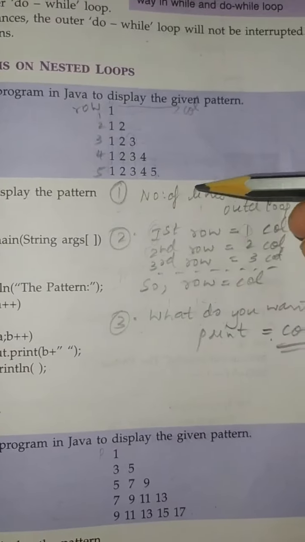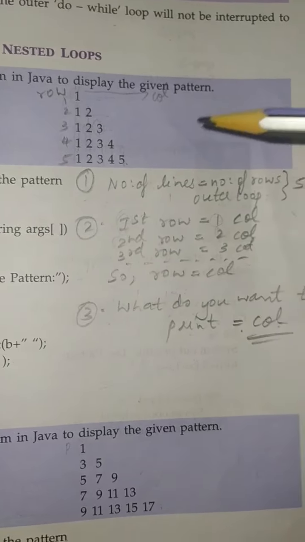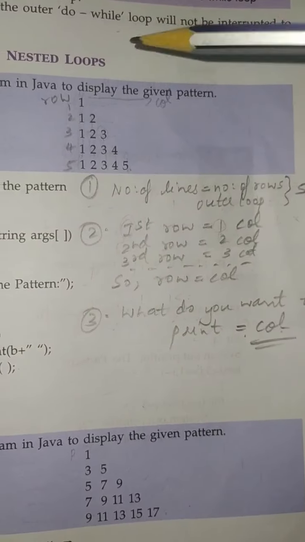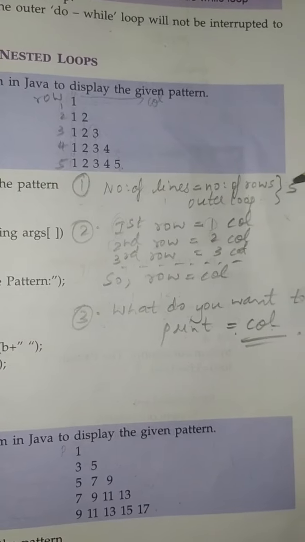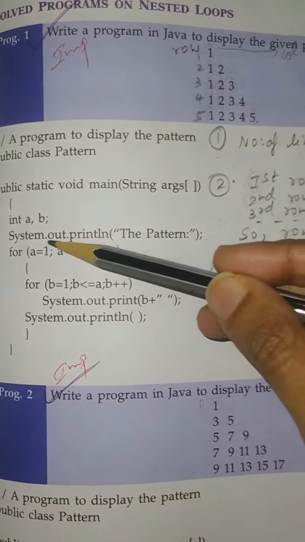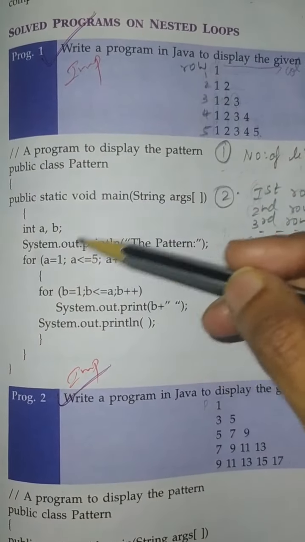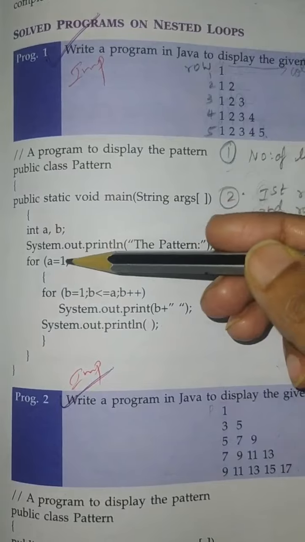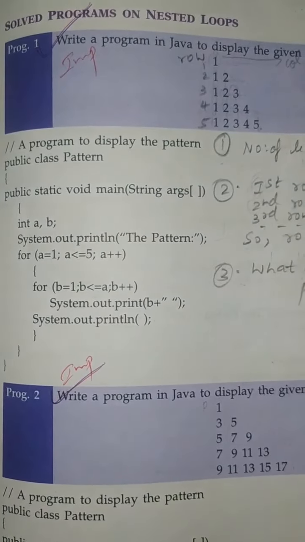In the first step we are going to find the number of rows, that means the number of lines. How many lines? 1, 2, 3, 4, 5. So I have written 5, and in the for loop I have given from 1 to 5. A means rows. So rows start from 1 and end at 5.